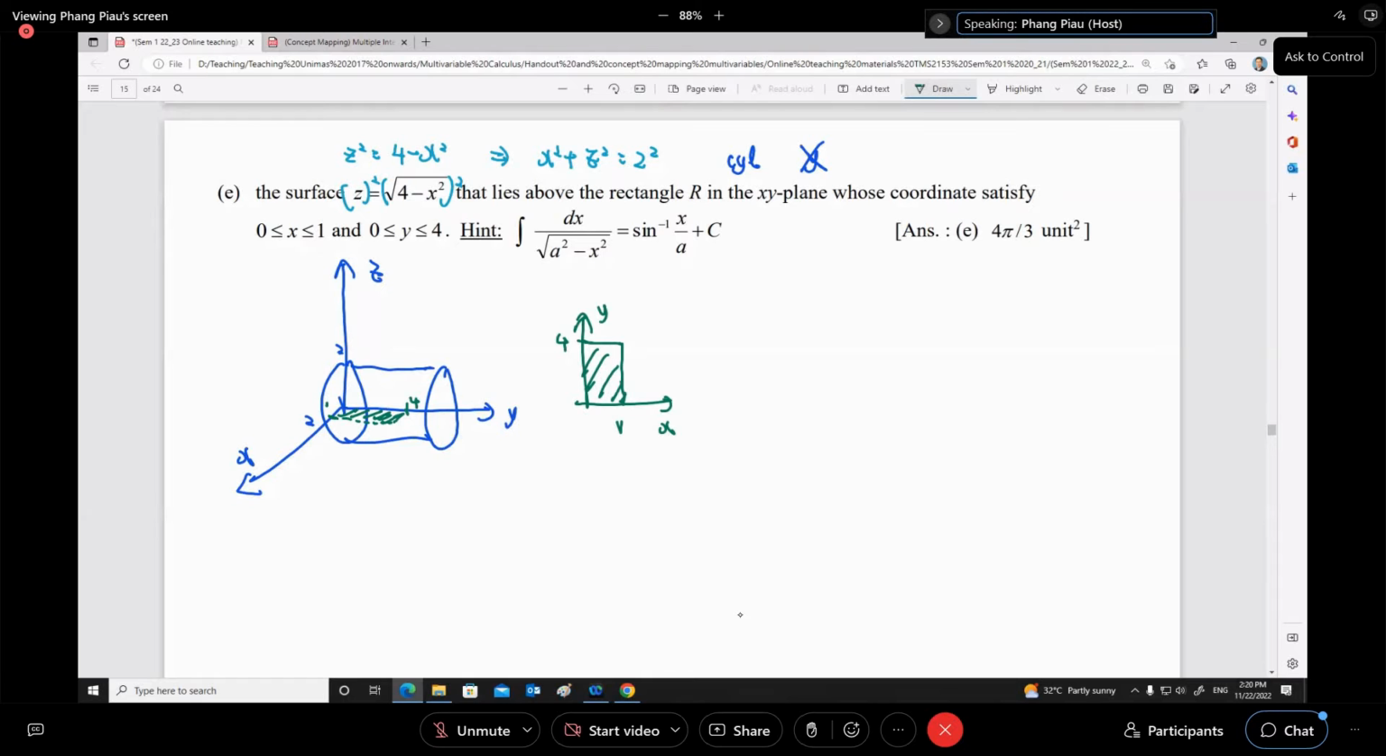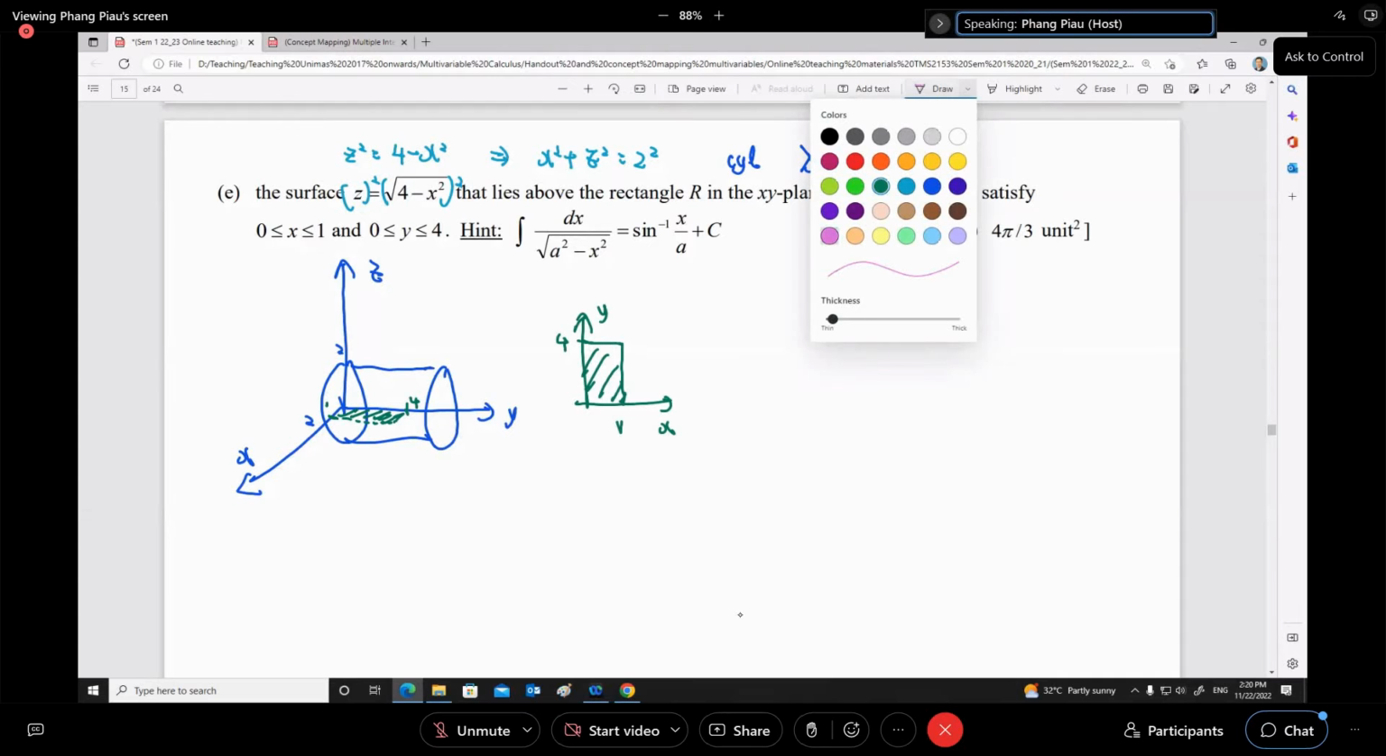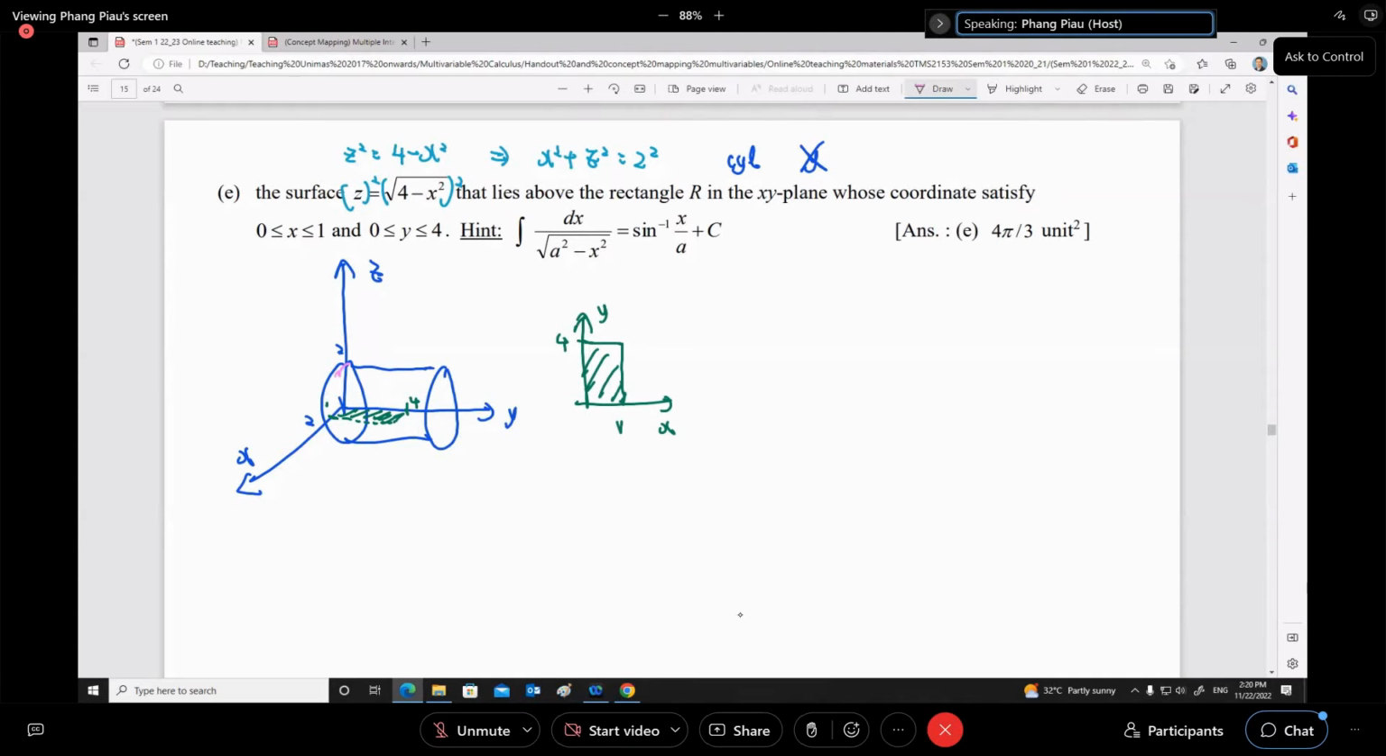To highlight the surface area, I'm using this pink color. It is actually a surface somewhere here, but of course we cannot draw it on the proper scale. Roughly, it is the surface area that we are interested in finding, which lies above exactly this. This is a cylinder, the curvilinear surface, where we only focus on x up to 1 and y up to 4.